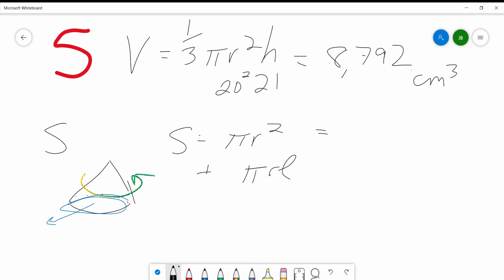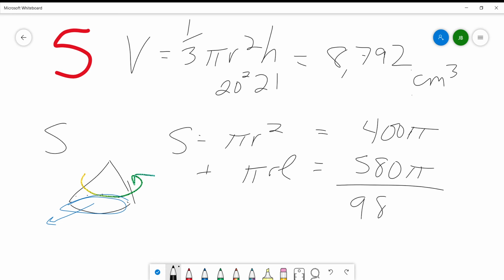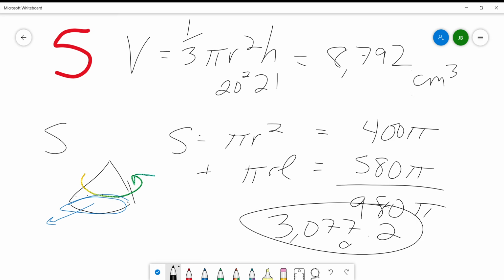The radius squared is 20, so 20 times 20 is 400 times pi. The radius down here is 20 times the slant height, which is 29, so 20 times 29 equals 580. 580 times pi. Add these together, you get 980 times pi. Now I'm going to multiply that, so 980 times 3.14 equals 3,077.2. That's my answer. Centimeters squared.